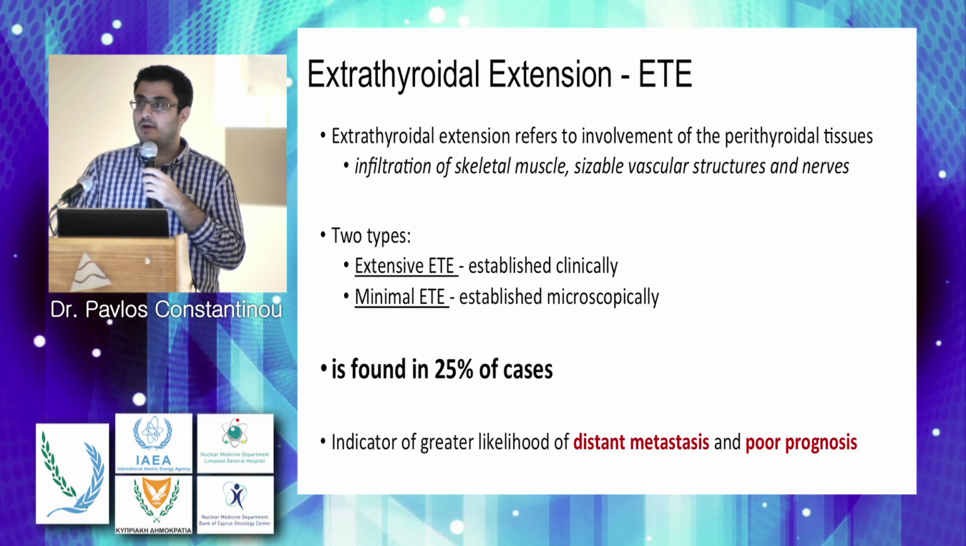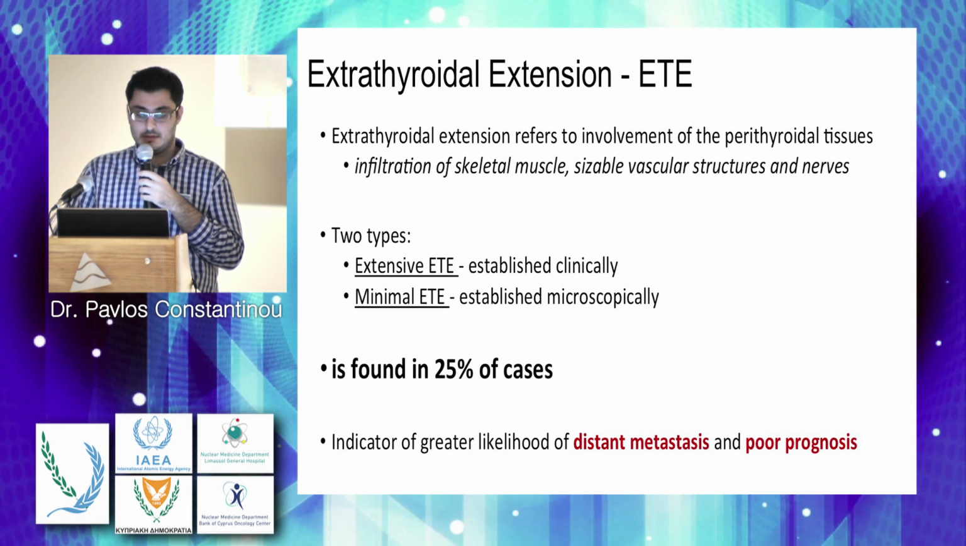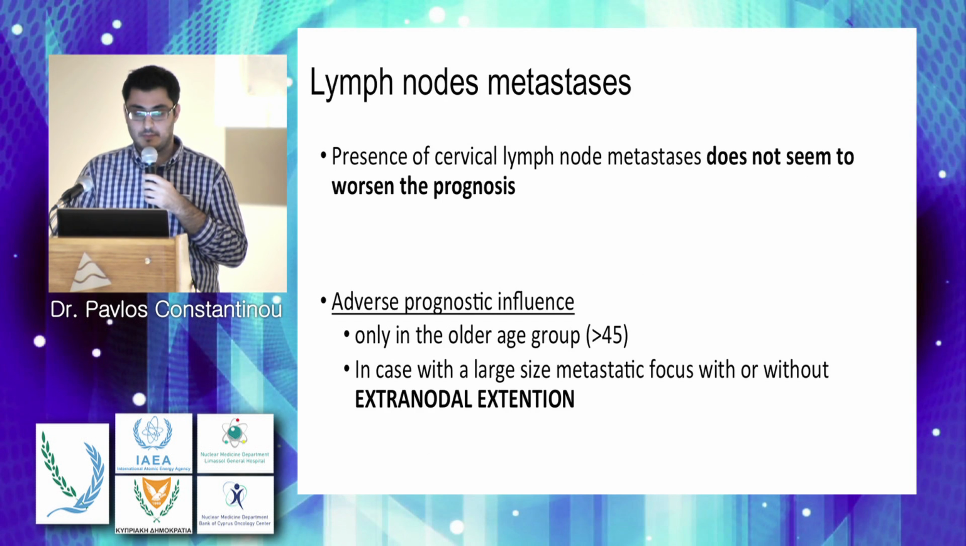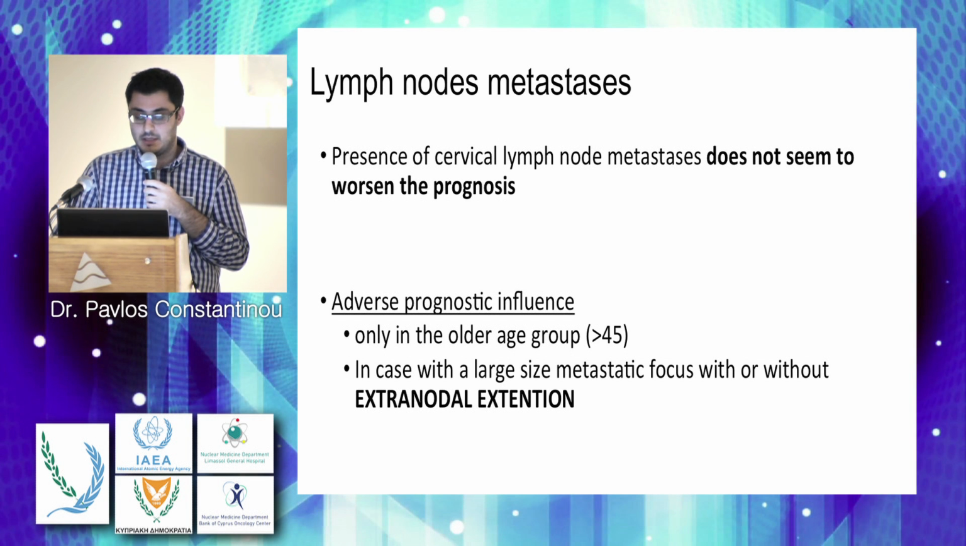It is believed to be found in 1/4 of cases, and it is an indicator of greater likelihood of distant metastasis and poor prognosis. The presence of cervical lymph node metastases does not seem to worsen the prognosis. It has an adverse prognostic influence only in the older age group and in cases with a large size metastatic focus, with or without extranodal extension.